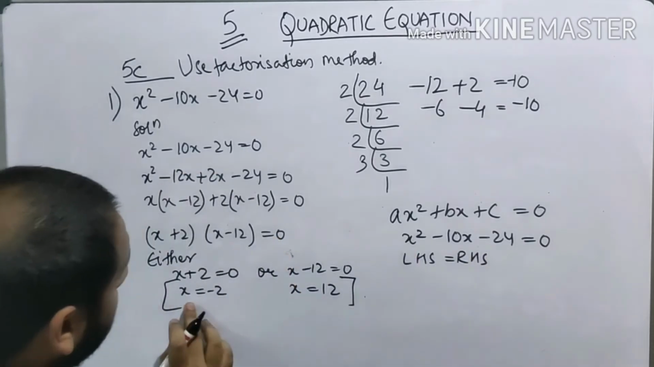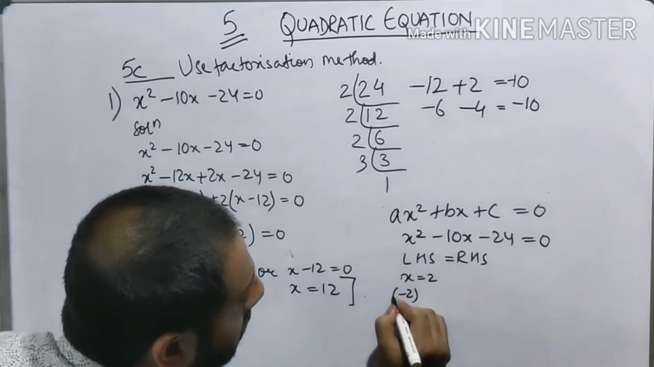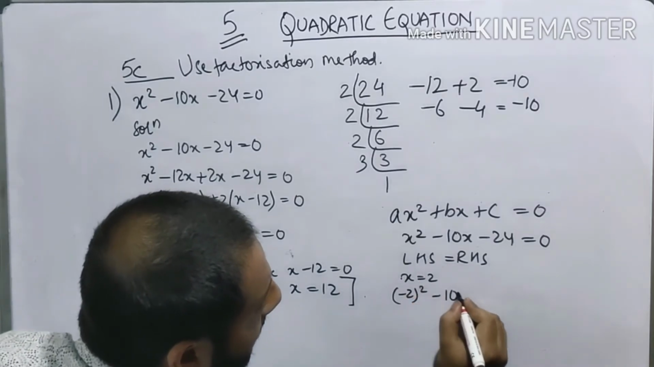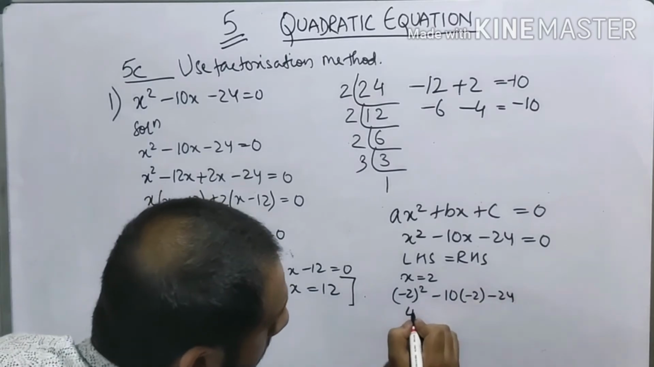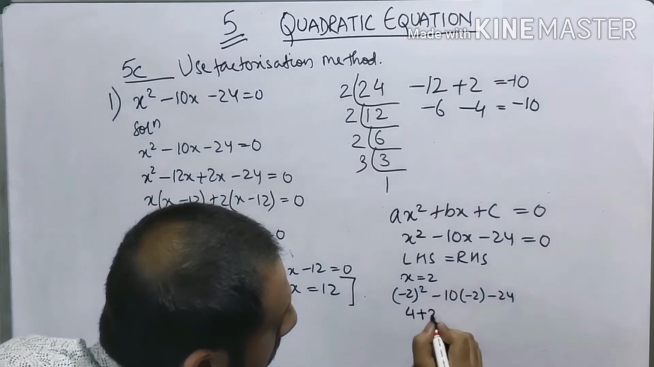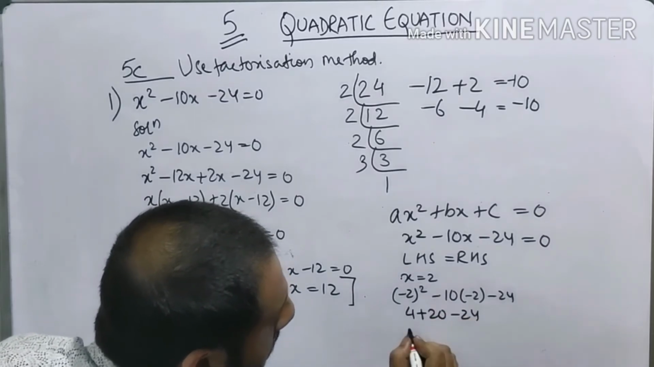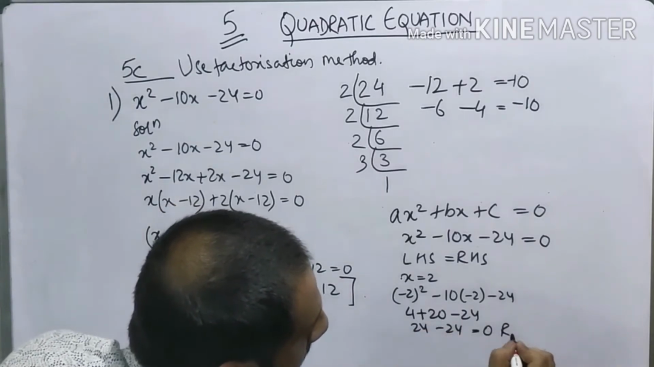Let us put x equals minus 2 in this equation. This becomes (minus 2) square minus 10 into (minus 2) minus 24. This becomes 4, because minus 2 square is plus, and minus into minus is plus, so plus 20 minus 24. This becomes 24 minus 24, which is equal to 0, which is equal to the right hand side.